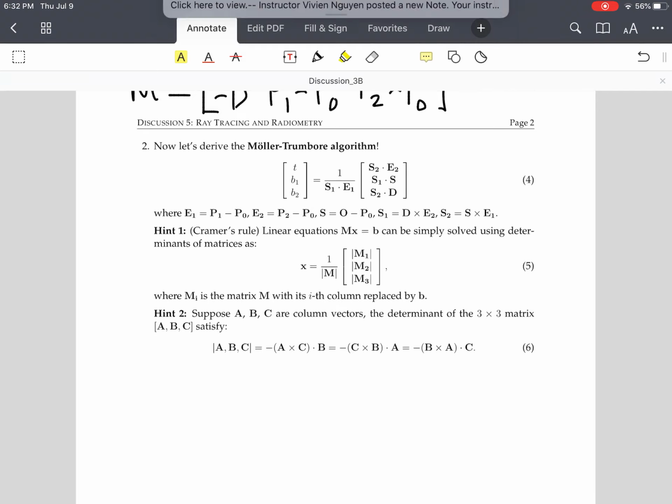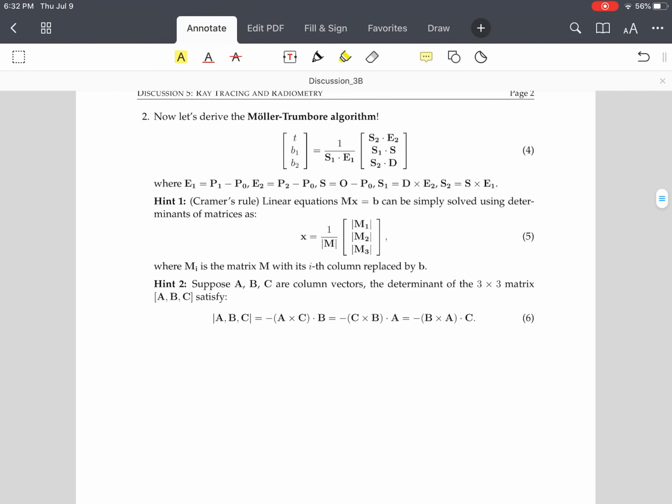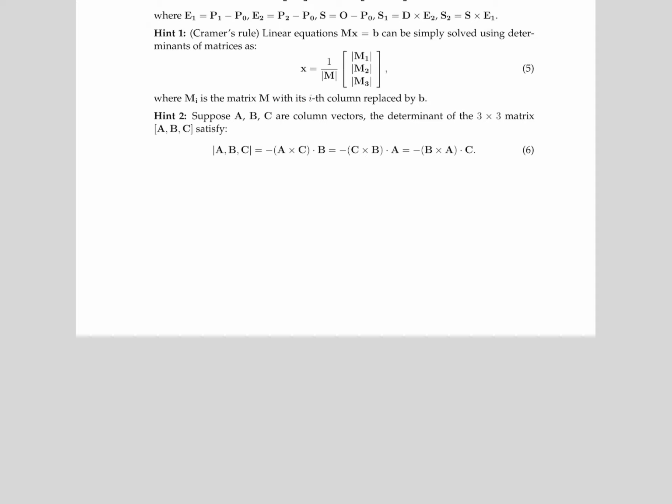Equation 4 is a little bit complicated, but let's see if we can derive it. We have some hints. Hint 1 is Cramer's rule. Given linear equations Mx equals b, we can solve them simply using determinants like this. That absolute value sign is a determinant, and M_i is the matrix M with its ith column replaced by b. So M1, M2, M3. And then hint 2: suppose a, b, and c are column vectors.